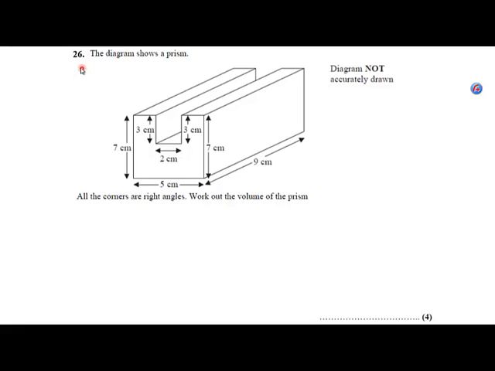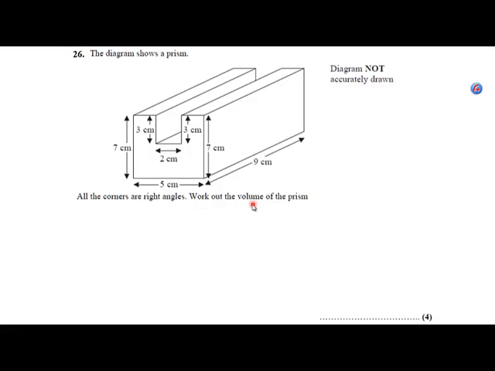This is question number 26. Question number 26, the diagram shows a prism. Okay, so we've got this prism here, and how do we know it's a prism? Well, we could see the shape at the front, and the shape runs through the full length of this particular 3D shape. All the corners are right angles. Work out the volume of the prism is what we're told.